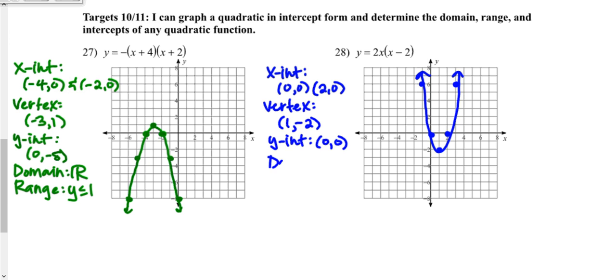The domain is all real numbers. The range is anything greater than or equal to negative 2.